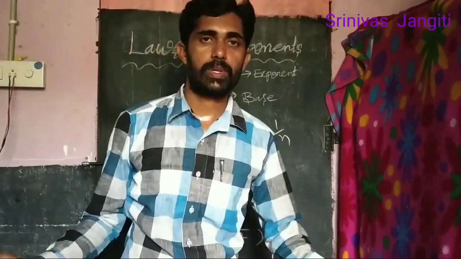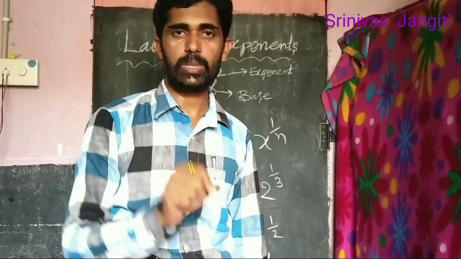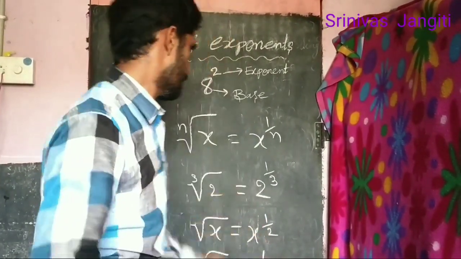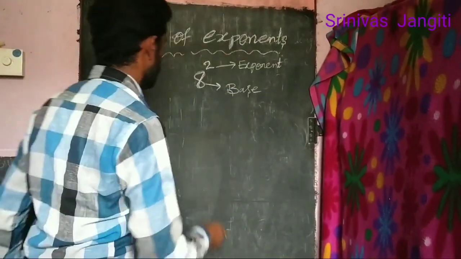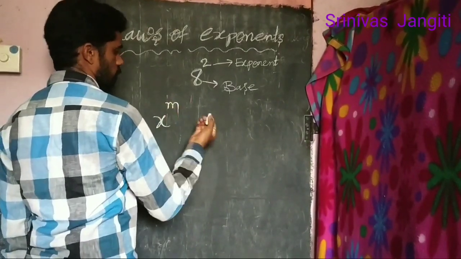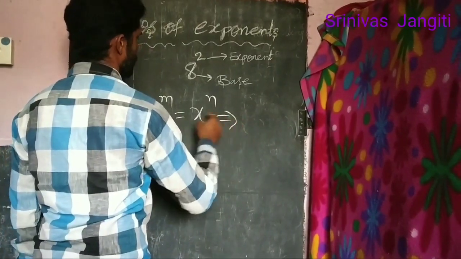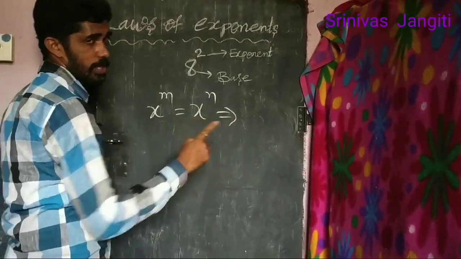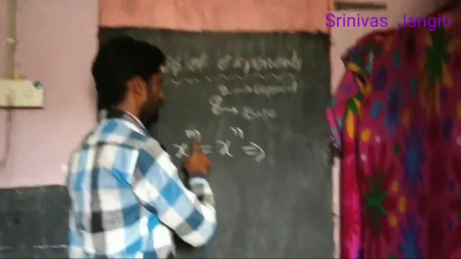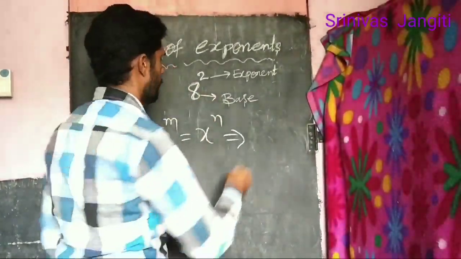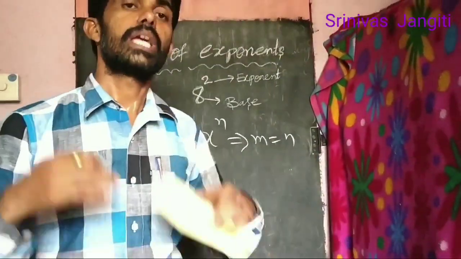x to the power of m into x to the power of n is equal to x to the power of m plus n. Then where it is division, it is the difference. And the next two laws are here. The final two laws. x to the power of m is equal to x to the power of n. That implies, what is here? The bases are the same. What is the base? x. Here the bases are equal, then automatically the exponents are also equal. Then m is equal to n. When the bases are equal, then the exponents are also equal.